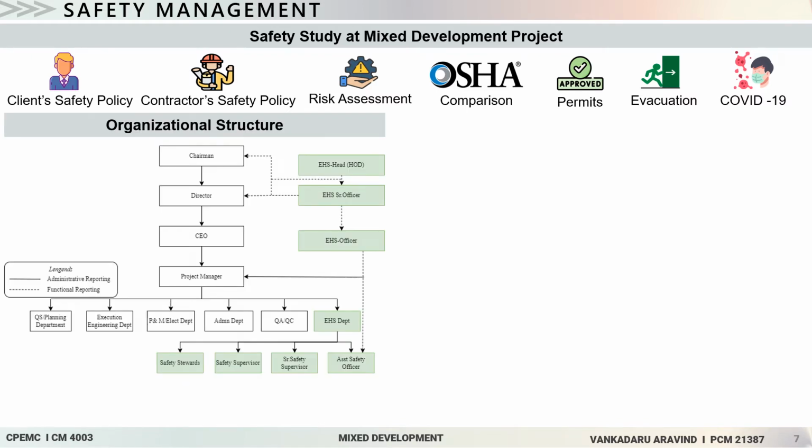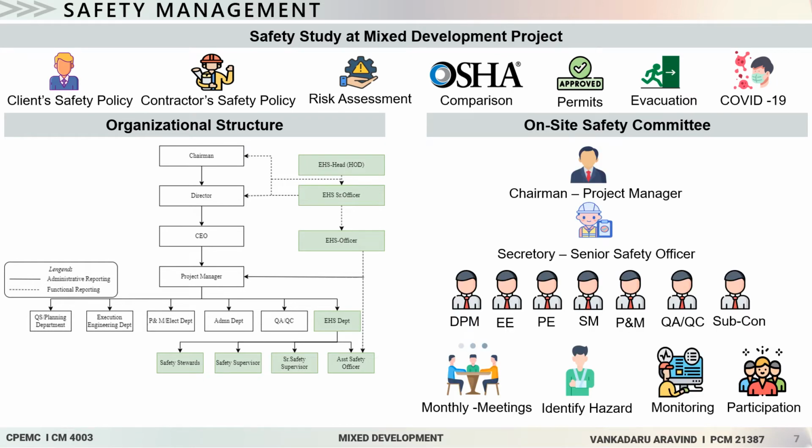The organization structure for the safety department is based on two sections. One is related to administrative reporting and the other is related to functional reporting in the head office. The head office has the HOD and senior safety officer of EHS. And on site, the EHS department consists of various safety officers such as assistant safety officer, senior safety supervisor, and safety stewards. In order to keep control of various safety aspects on site, a committee is being formed to hold the monthly and weekly meetings.